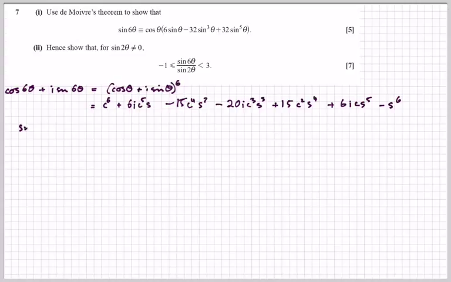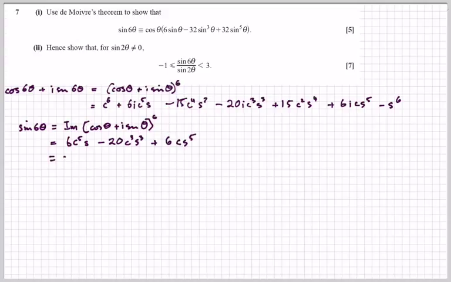Now sine 6 theta is the imaginary part of this, so we just take the imaginary parts of the expansion, which gives us the following terms: 6 c to the 5 s minus 20 c cubed s cubed plus 6 c s to the 5. Taking out a factor of cos theta gives us 6 c to the 4, and c to the 4, or cos to the 4 theta, is (1 minus sine squared) all squared. And then c squared theta is going to be 1 minus sine squared theta. And s to the 5 doesn't change.